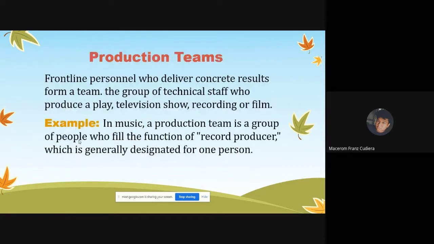The next is production teams. Frontline personnel who deliver concrete results form a team, like the group of technical staff who produce a play, television show, recording, or film. An example is in music, where a production team is a group of people who fill the function of record producer, which is generally designated for one person.